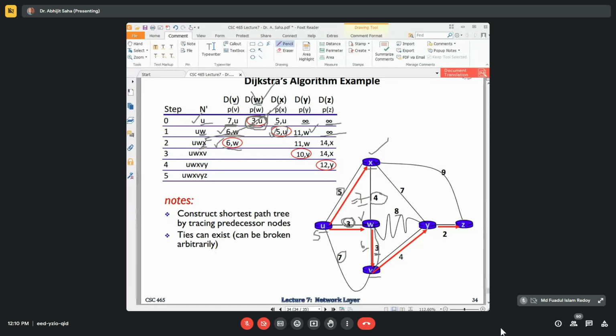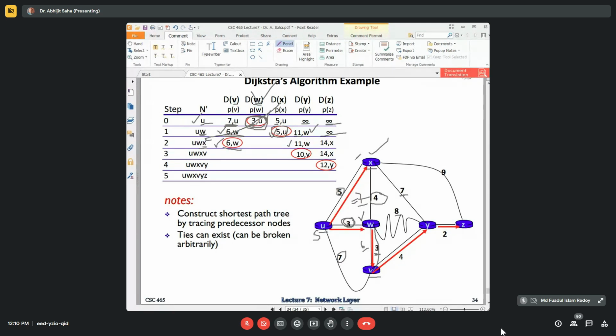So now I move from X to Y. Can I go from X to Y directly? Yes. What is the cost? 7. What is in my hand? That is my 5, right? This is the 5 I have here. So 7 plus 5, how much is it? 12. What is the current value? 11. So it is not going to be updated, because this 12 is larger than 11, right? Yes, sir, greater than 11. So we keep 11 for Y as it is.